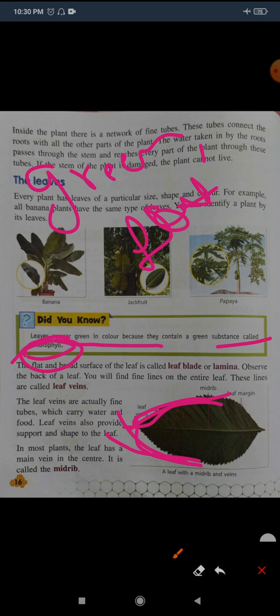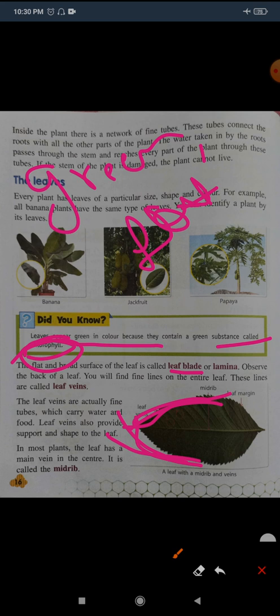Now what is a leaf blade? The leaf blade is also called lamina. It's generally broad and flat. Now what is the function of a leaf? Photosynthesis, it helps the plant breathe. It helps in storage of food. Actually in some plants the leaves are modified to store food. That's why it is important.